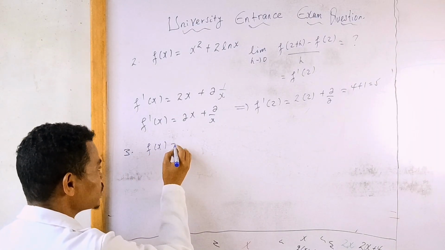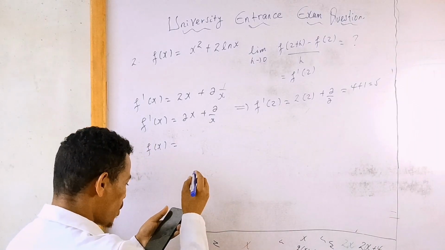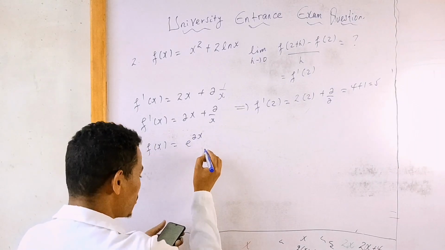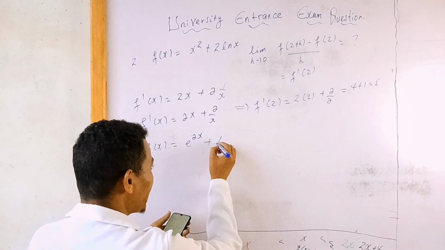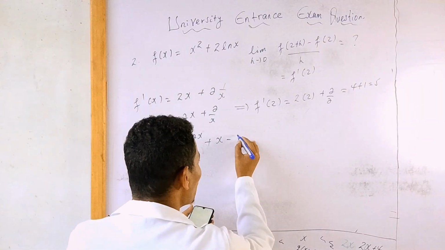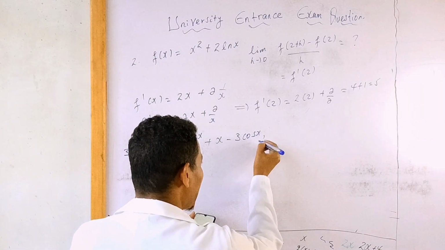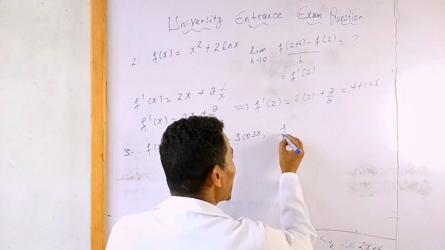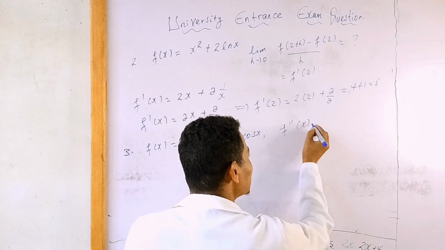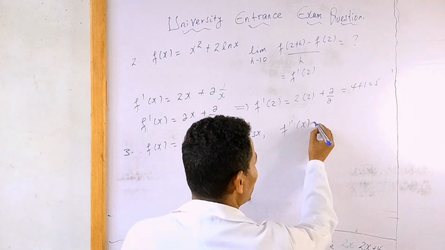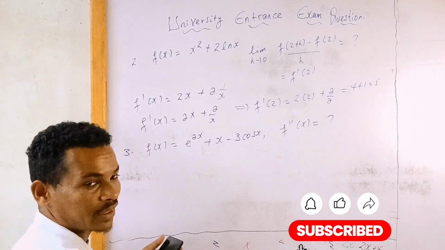Question number 3. If f of x is equal to e to the power of 2x plus x minus 3 cos x, what is the second derivative of x? Let's go apply that.